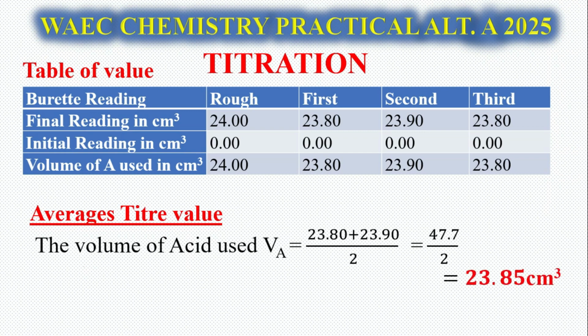Now, I'm going to be using the first and the second value to be able to arrive at the 23.8 cm³, which serves as the volume of my acid. So let's quickly dive into the solution of the question. Remember, students, that your table must be as neat as possible.